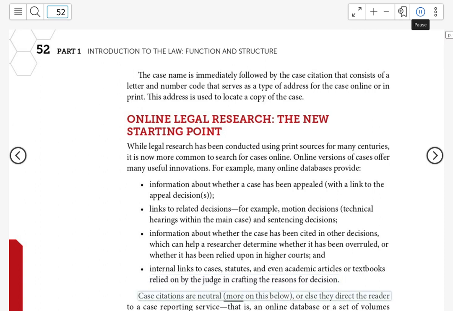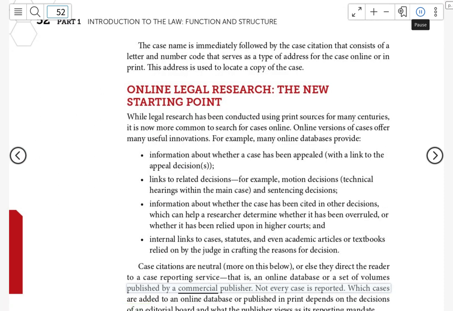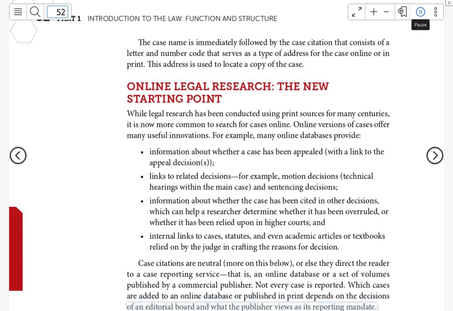Case citations are neutral, more on this below, or else they direct the reader to a case reporting service, that is, an online database or a set of volumes published by a commercial publisher. Not every case is reported. Which cases are added to an online database or published in print depends on the decisions of an editorial board and what the publisher views as its reporting mandate.